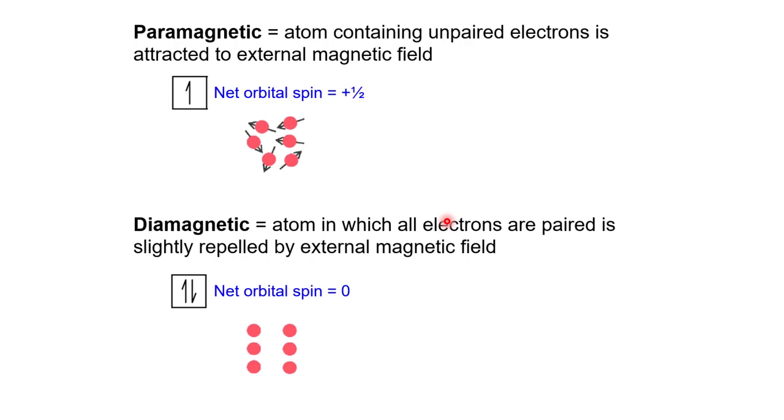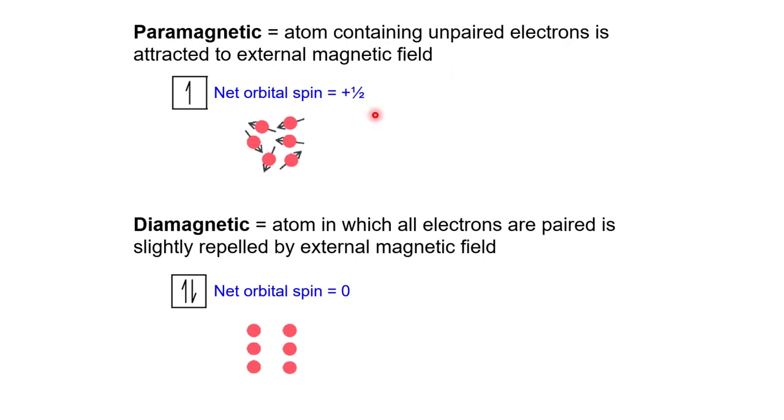So how do we know this? I told you that these were determined experimentally. So I'm going to show you the data for how we determine this, and it has to do with the spin. When something is paramagnetic, it is an atom that contains unpaired electrons. It is attracted to an external magnetic field.